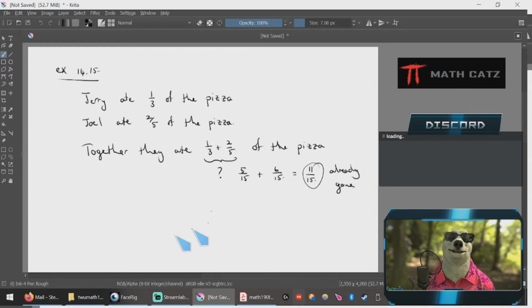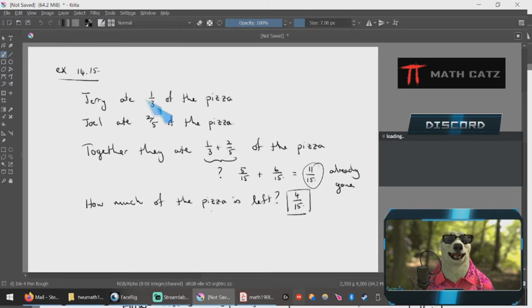So if a certain portion of the pizza is gone, how much is left? So it's really a series of questions I ask myself. How much of the pizza is left? I ask myself. Well, if they ate that much, then we can do it over here. 4 fifteenths are left. So it's me copying stuff down, me writing or asking myself a question.